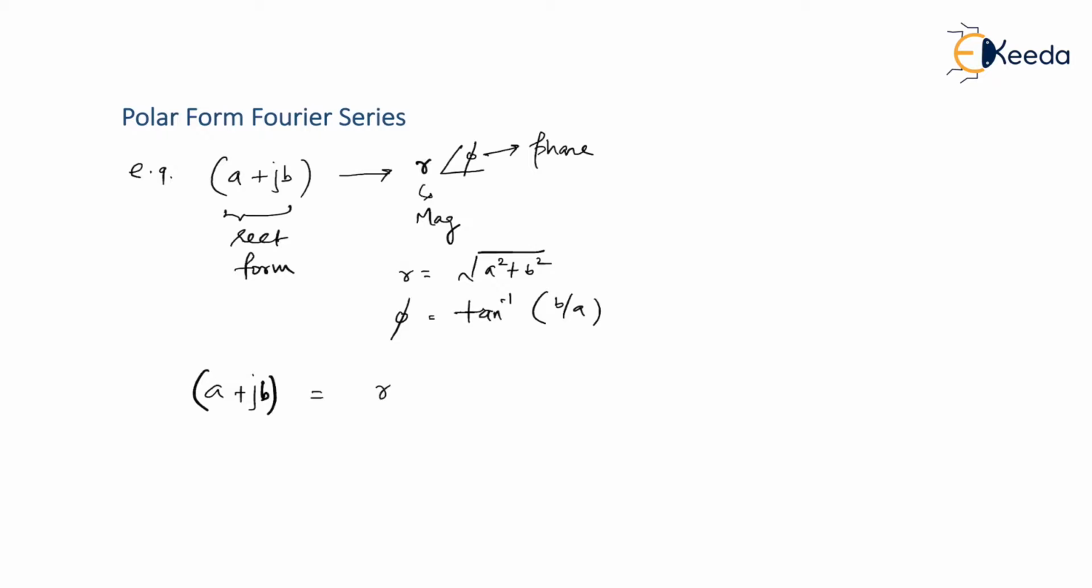can be written as r at an angle of phase, or it can also be expressed as r e to the power j phi, where this phi and this phi are the same and this is your r, that is, the magnitude. So when a plus jb is a complex number, r is the magnitude of a plus jb and phi is the phase information obtained from a plus jb. To understand the polar form Fourier series, you should understand how to express rectangular form as polar form. So this resultant form is called the polar form.